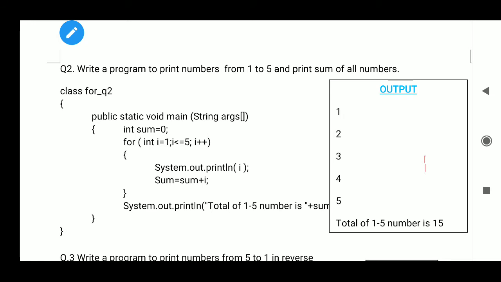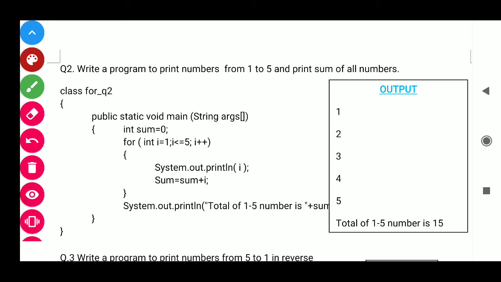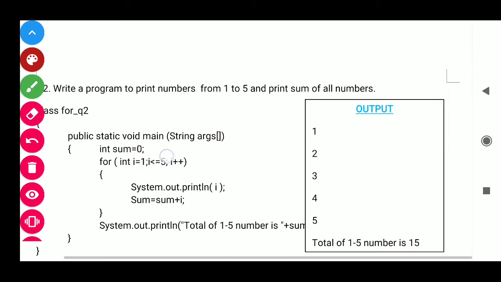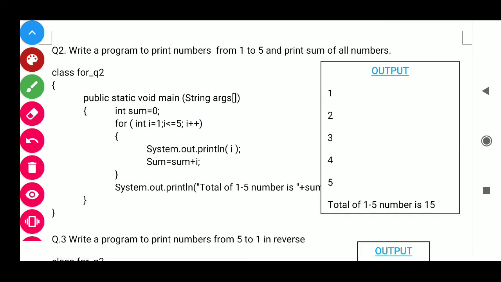Okay, so here int sum is equal to 0. For loop is started. Condition I is equal to 1. I is 1 first time. It will check I less than or equal to 5. Condition is true. It will get inside the loop.